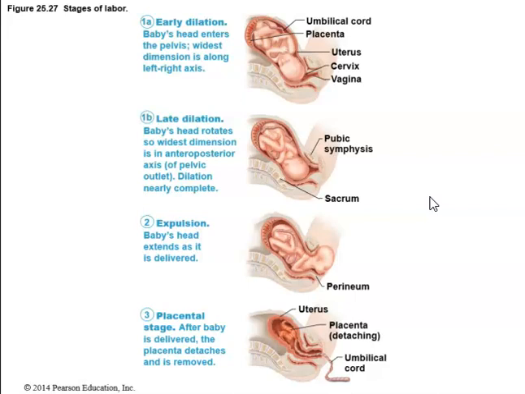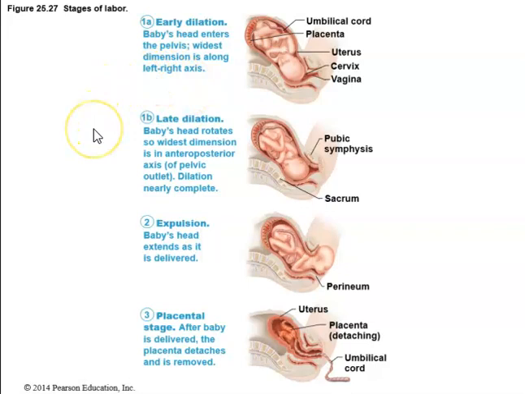Usually for first-time mothers, the stages of labor are a little bit more prolonged versus a mother who may have had 2, 3, or 4 children. Usually the first pregnancy is the longest one. So with regards to the stages of labor, first stage, we have early dilation of the cervix. The baby's head will enter the pelvis, and the widest dimension is along the left-right axis.